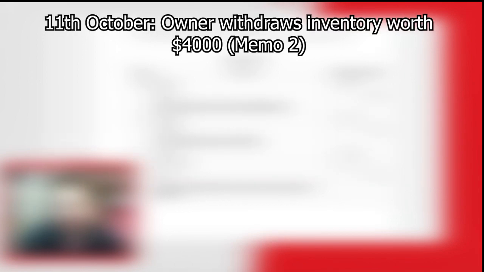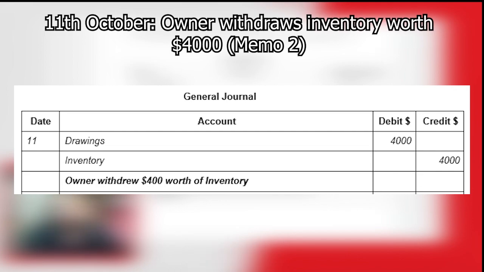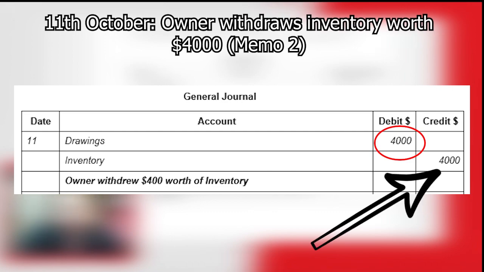Then on the 11th, the owner withdraws inventory worth $4,000, and that is memo 2. Very simple there. Drawings, which as we know is a negative owner's equity, so it's a reverse, it's like an expense, but not an expense. Same classifications, where if it goes up, it's a debit, and inventory going down, which is an asset, is a credit. And we can see owner withdrew $4,000 worth of inventory, and that drawings reduces the owner's share in the business.